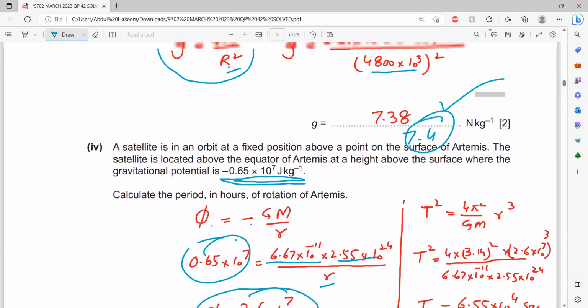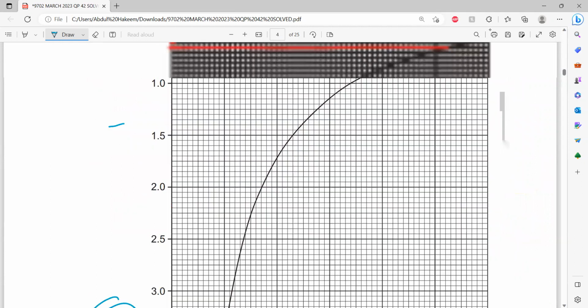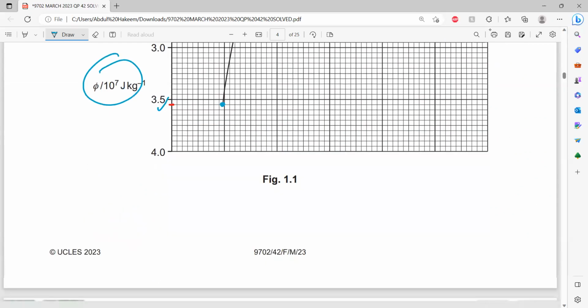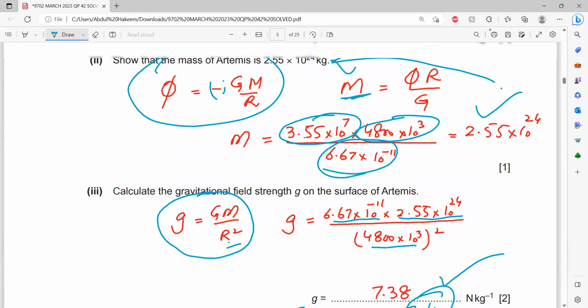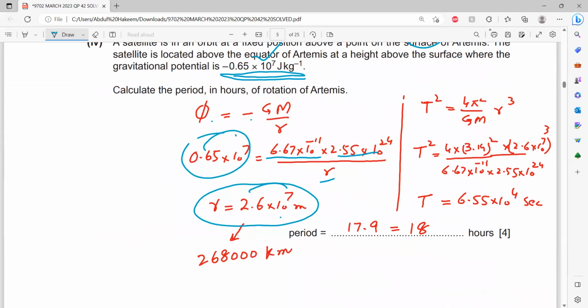The other method is, look at this value, 0.65 times 10 to the power 7 on the graph, and this is actually the radius. So you will get the same answer. Either calculate it or read it out from the graph. You will get the same 2.6 times 10 to the power 7. It is coming close to 2.7 times 10 to the power 7 or 2.6, both are acceptable.